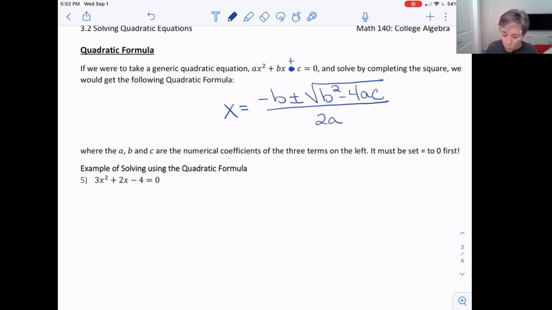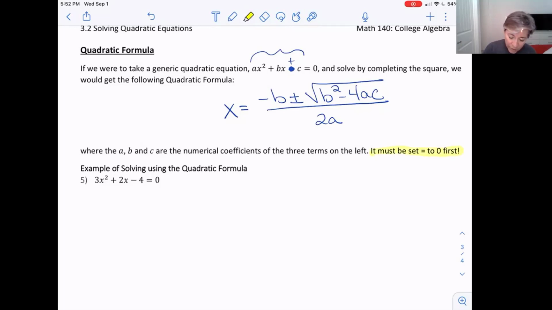So notice that that is one huge fraction, everything over 2a. So the A, the B, and the C are the numerical coefficients of the three terms on the left. So be sure that these three terms on the left are in descending powers. Your squared term first, then your x term, then your constant. Also, be sure it's set equal to 0.